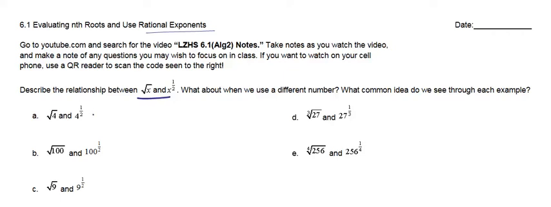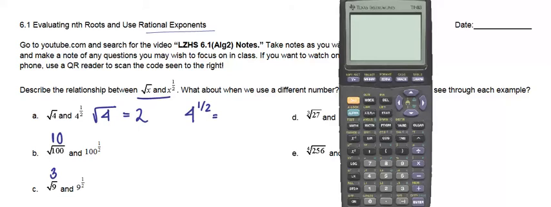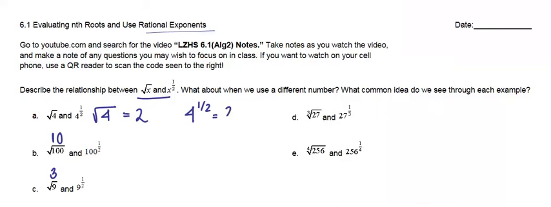So let's try a couple of these. I know that the square root of 4 is equal to 2. So I can go ahead and fill these in for the rest. I know that the square root of 100 is 10, and the square root of 9 is 3. Now I'm saying, well, what about 4 to the power of 1/2? If I go ahead and plug that into my calculator, 4 raised to the power of 0.5, if I hit enter, I get 2 for my answer as well.